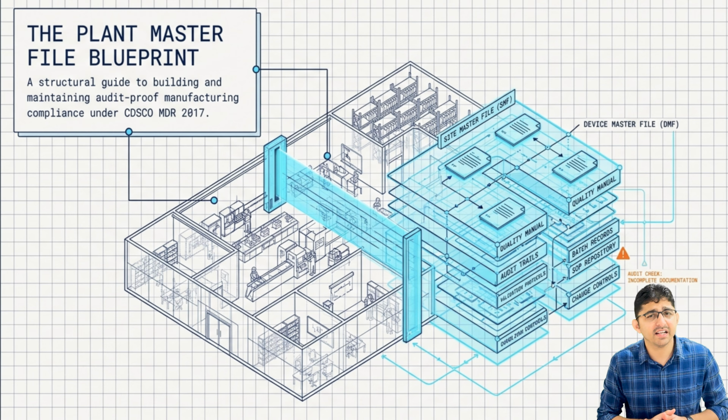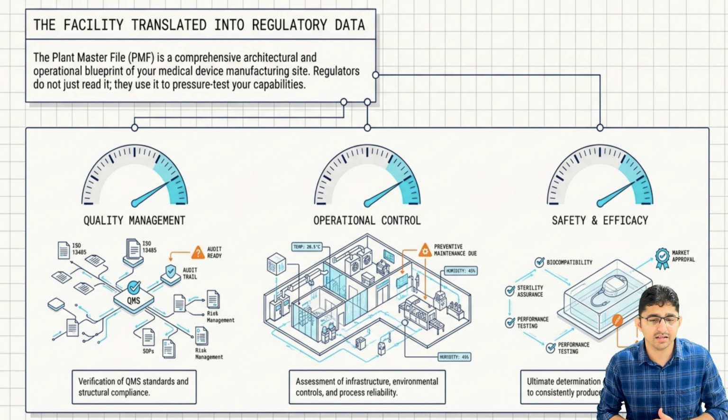This PMF, which is Plant Master File, helps the CDSCO authority. When I say authority, it means the CLA or the SLA, to assess or evaluate whether the manufacturing facility complies with the quality management system as per ISO 13485 norms. Second, has adequate infrastructure, controls and processes in place. Third, is capable of producing safe and effective medical devices. So these are the three minimal requirements which CDSCO is going to check in this document, which is a Plant Master File.